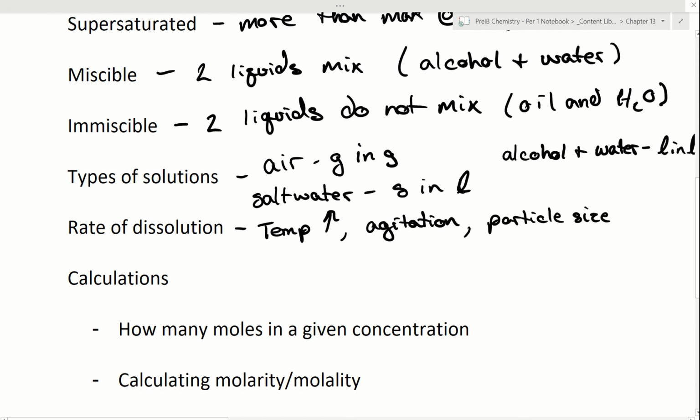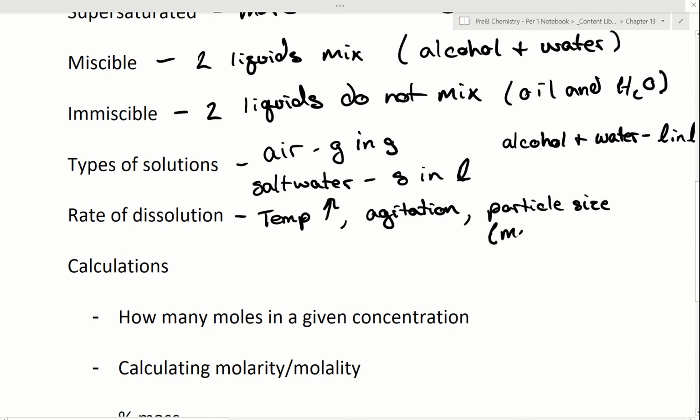As the particle size becomes smaller, in other words, more surface area. So we'll say more surface area. Okay, that also increases the rate of dissolution. So as particle size decreases, agitation is stirring, shaking, things like that. Temperature is increasing the temperature, hot versus cold. So you need to be familiar with those guys.